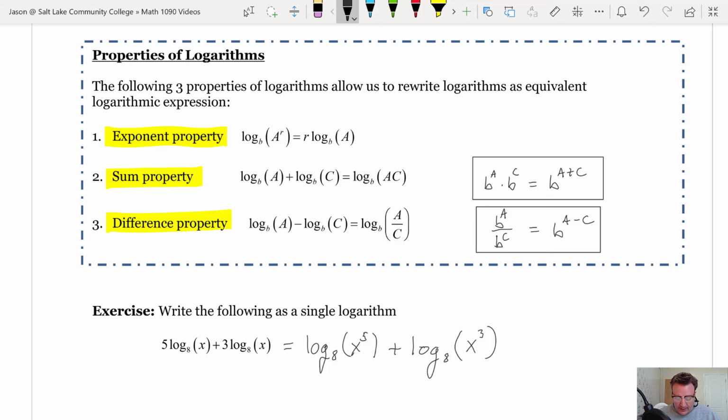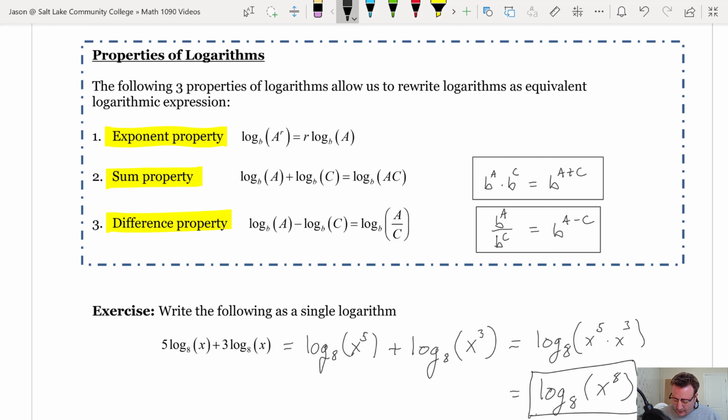And now I'm going to use the sum property. I have the sum of two logarithms. I can write this as a single logarithm of the product. So this is equal to log base 8 of x to the 5th times x cubed. Or, of course, this is just log base 8 of x to the 8th power.